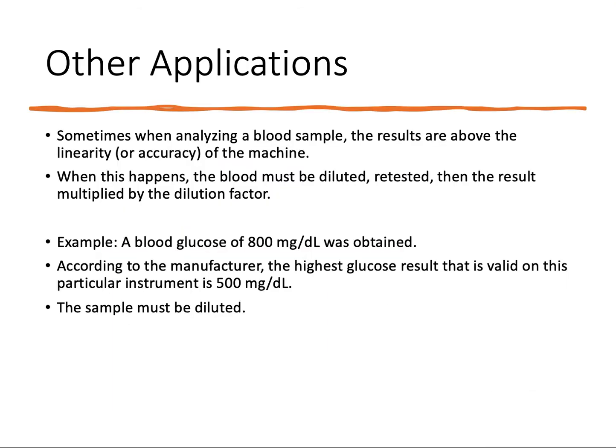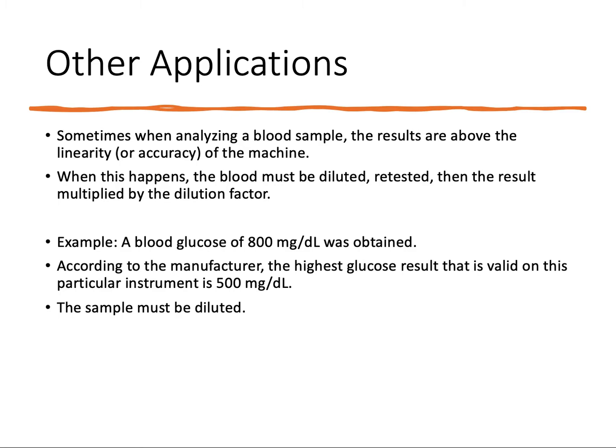There are some times when you are analyzing a blood sample and the results that you get are above what your analyzer can actually do. So when this happens, whatever it is you're working on has to be diluted and retested, and then the result is multiplied by the dilution factor.